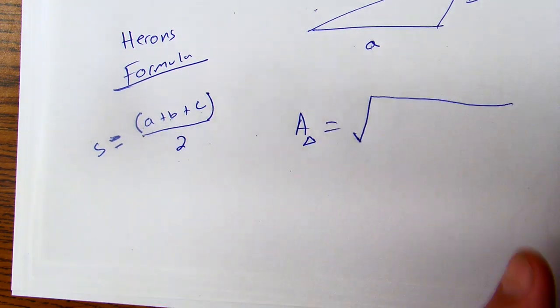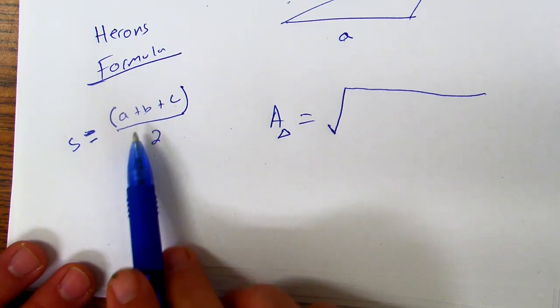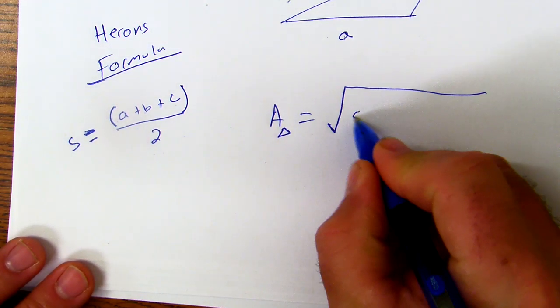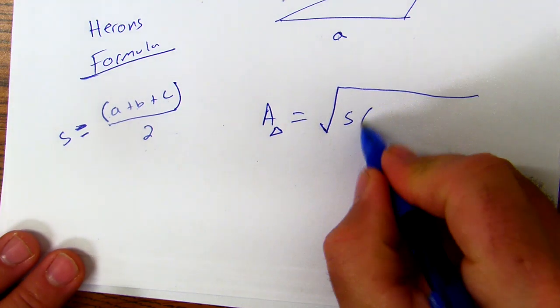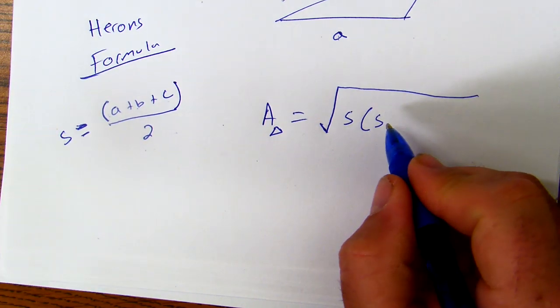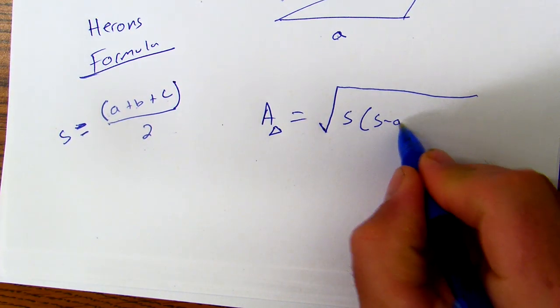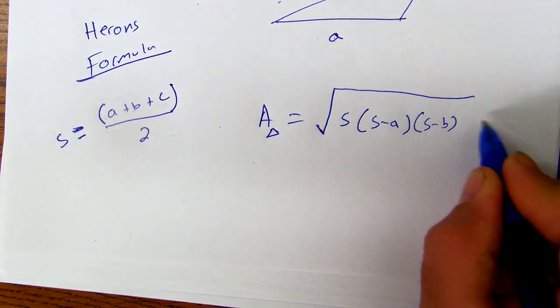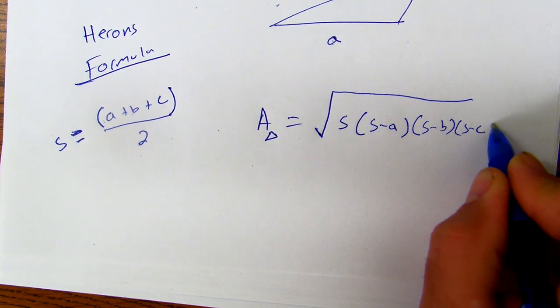You've got to get parentheses around that. Now, some calculators might be a little different, but that's to be safe. So anyway, you find this S value, and then you take the S value times, and this is where you take that S value and subtract the length of side A. And you take it times S minus the length of side B, and you take times S minus the length of side C.